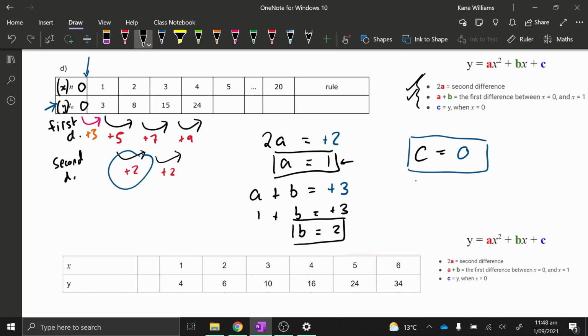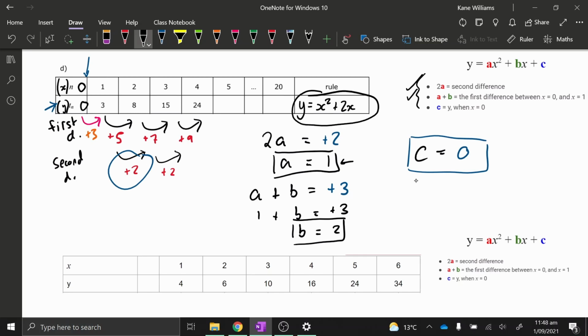So our rule is y equals 1x squared, or just x squared, plus bx, so plus 2x, and c is 0, plus 0, but we don't need to put that in there because plus 0 is just nothing, it disappears. So that we're done here.